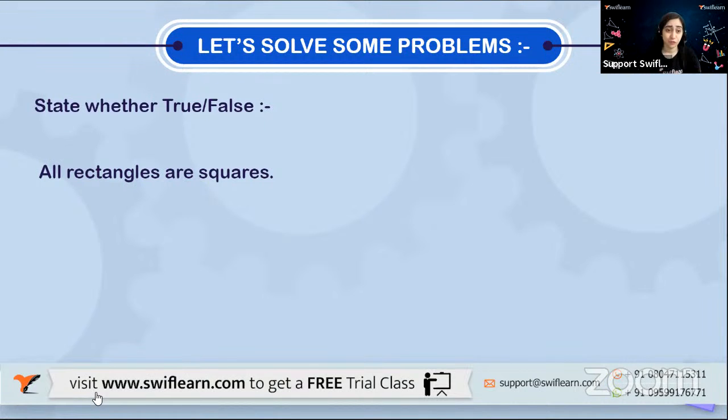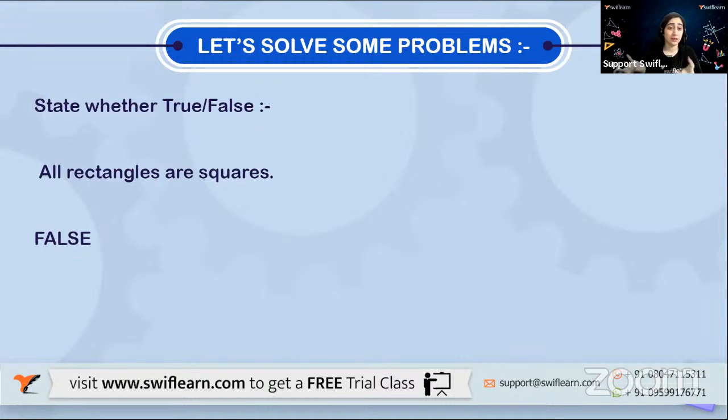Is it true or false? All rectangles are squares. Read the question very carefully. It says rectangles and squares. So all the rectangles are squares. Is it true? No, false. Well done.